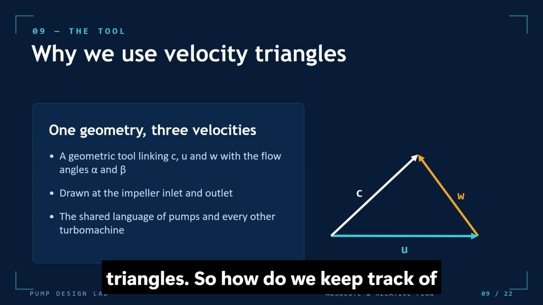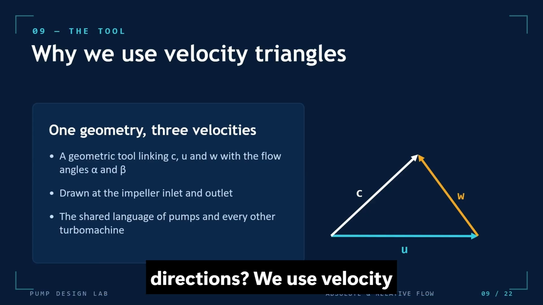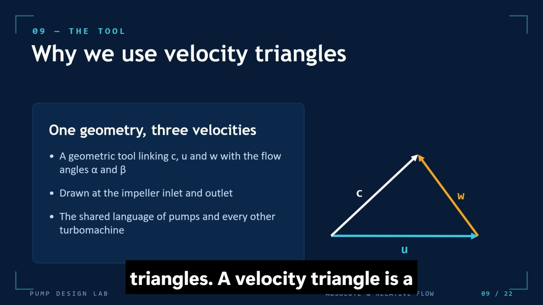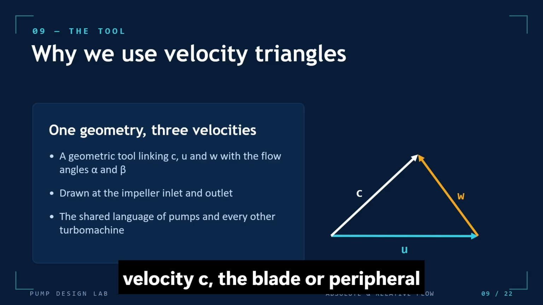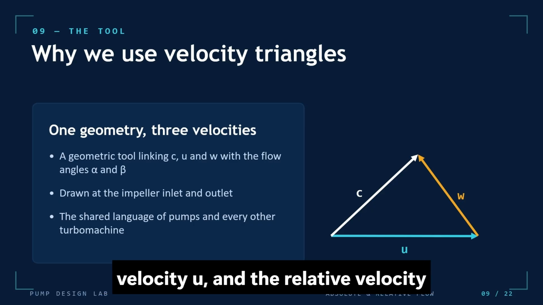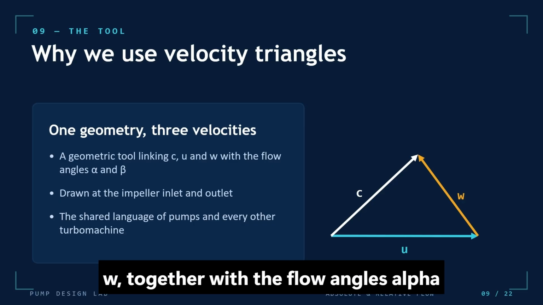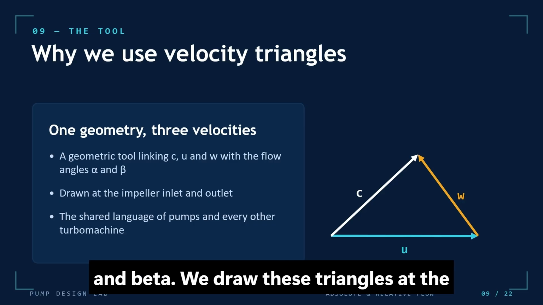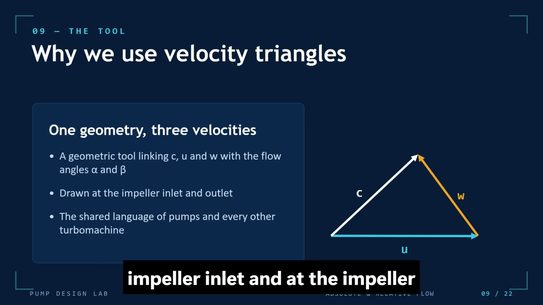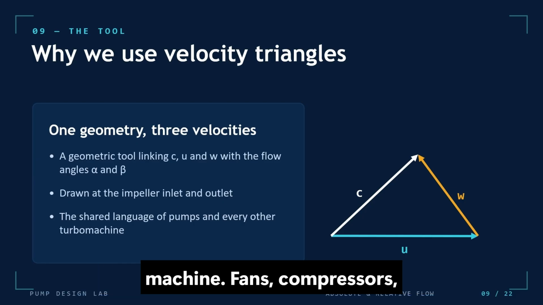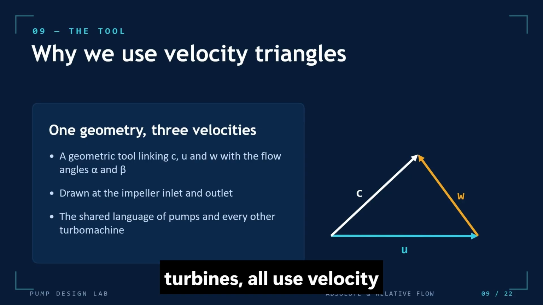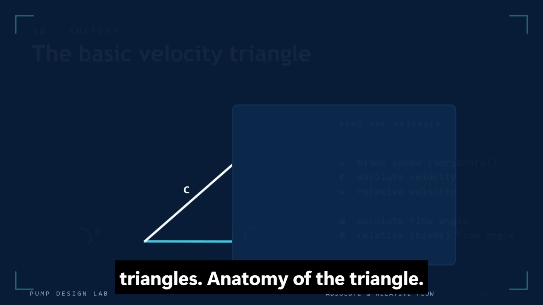So how do we keep track of these three velocities and their directions? We use velocity triangles. A velocity triangle is a geometric tool that links the absolute velocity c, the blade or peripheral velocity u, and the relative velocity w together with the flow angles alpha and beta. We draw these triangles at the impeller inlet and at the impeller outlet. They're the shared language of pumps and almost every other turbomachine. Fans, compressors, turbines all use velocity triangles.